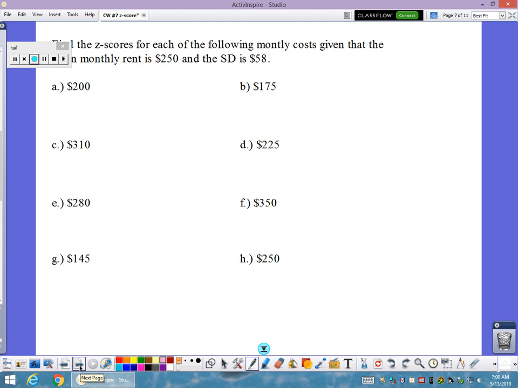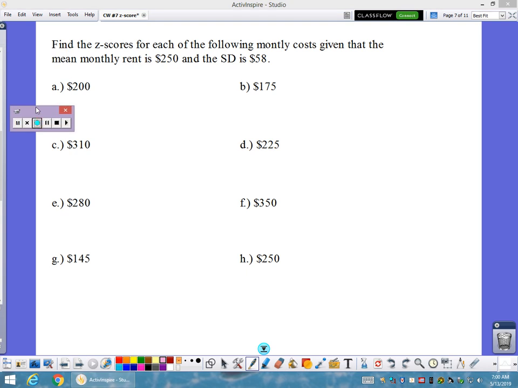All right, so let me check. This is on your classwork. I think it's on the next page. I'm gonna flip your page. Find the z-score for each of the following monthly costs given the mean monthly rent of $250 and standard deviation of $58. I don't know where this is that you can have rent for $250. Definitely not California. Maybe somewhere in the Midwest.